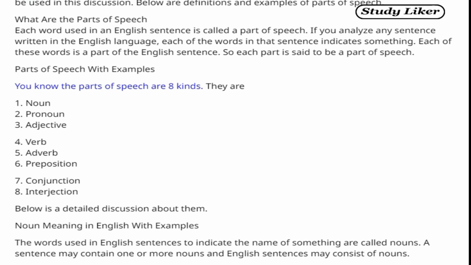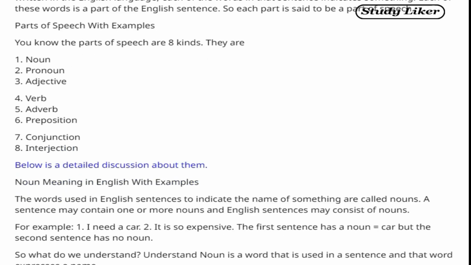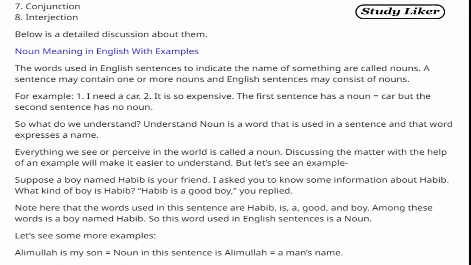Parts of speech with examples. You know the parts of speech are 8 kinds. They are: 1. noun, 2. pronoun, 3. adjective, 4. verb, 5. adverb, 6. preposition, 7. conjunction, 8. interjection. Below is a detailed discussion about them. Noun meaning in English with examples.